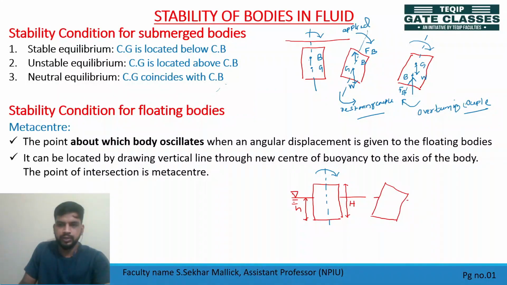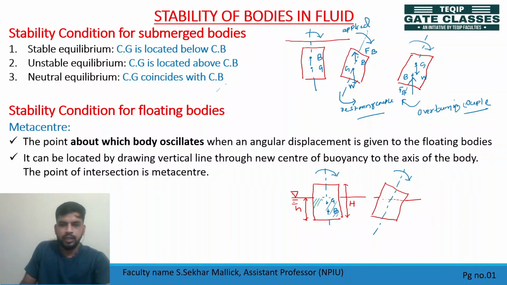Suppose this is the new position here. Okay, now let's draw its axis. Earlier center of gravity, suppose here. Center of buoyancy means what? Centroid of the displaced volume. So if this is the displaced volume, then center of buoyancy would definitely be here, below the G. Okay, for this case the displaced volume had changed when we applied this angular displacement.